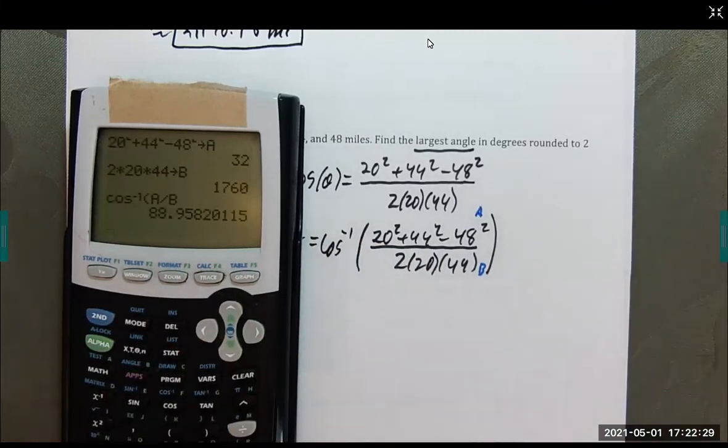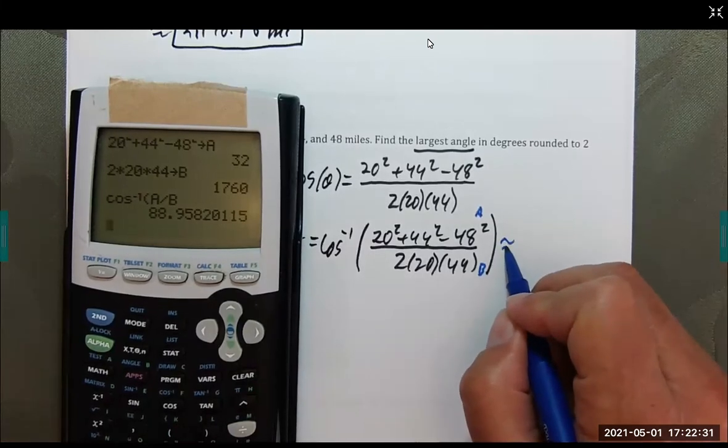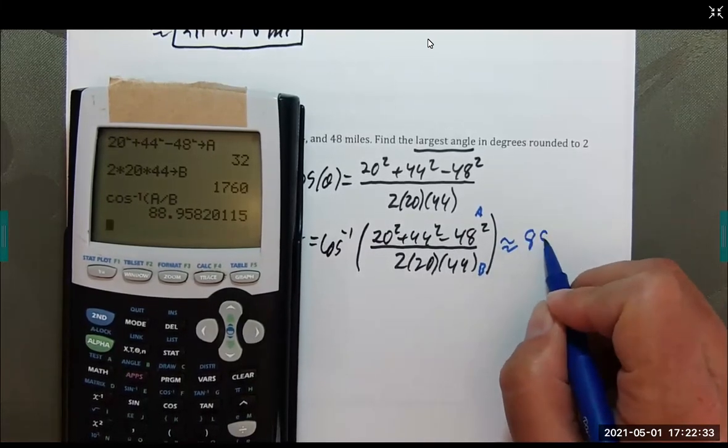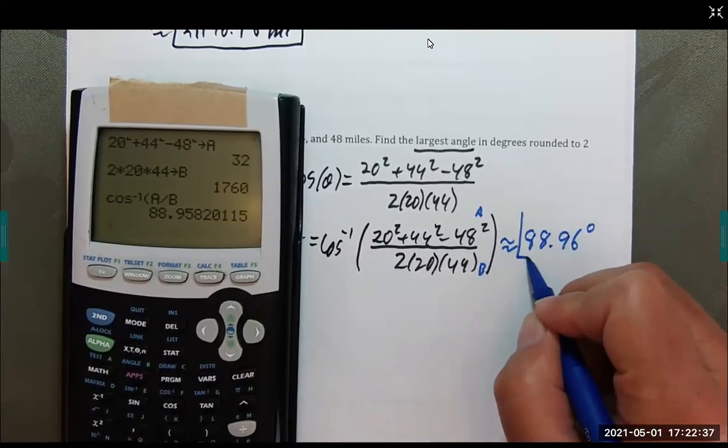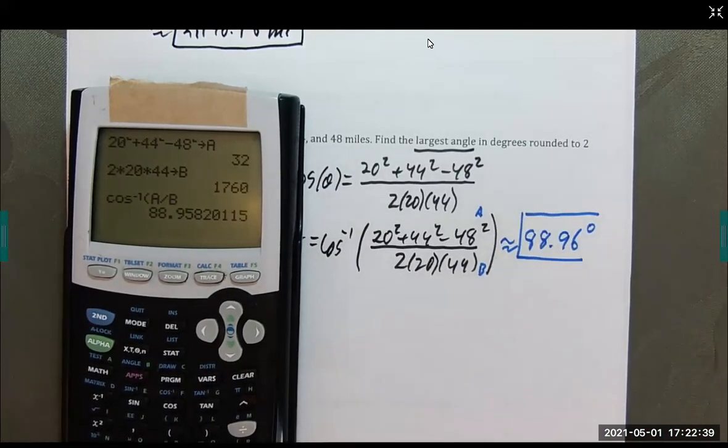giving us about 88.96 degrees. Yeah, double check that radian degree mode every single time. I say it every video, and I will continue to say it. All right.